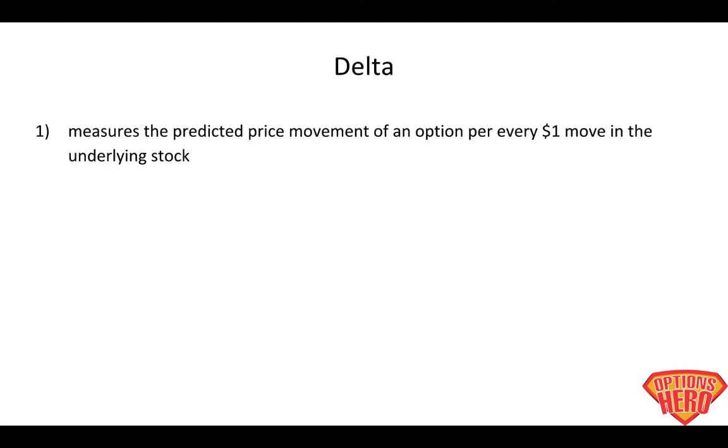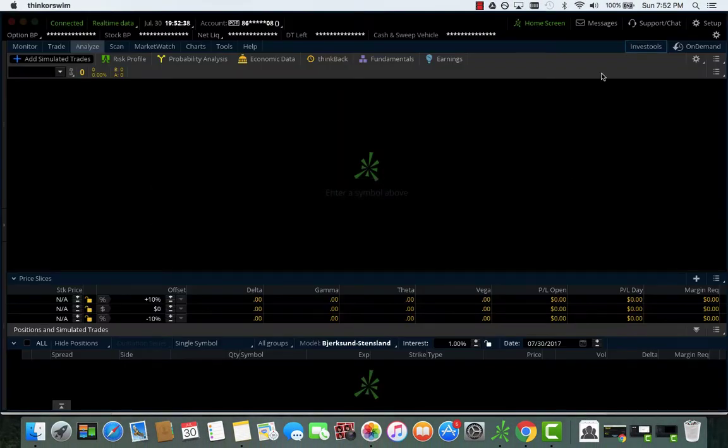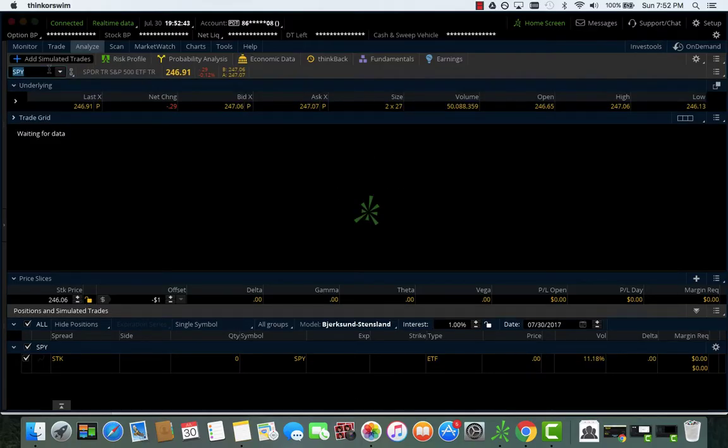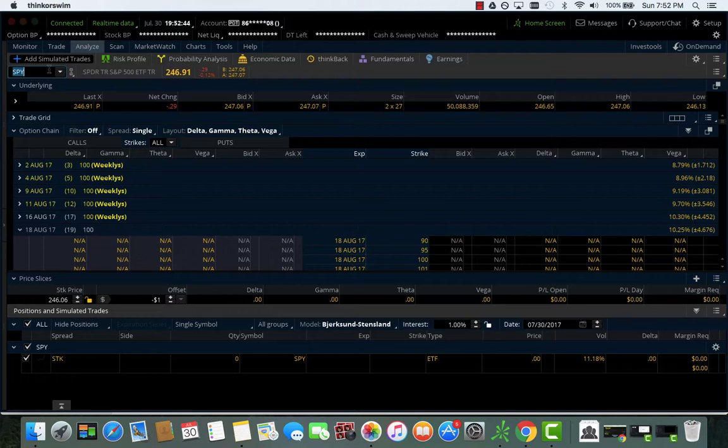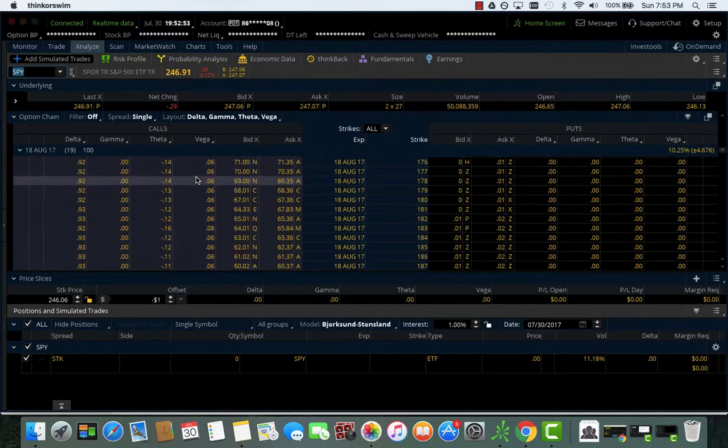So delta does a few things. The first thing delta does is it measures the price movement of an option per every $1 move in the underlying stock, right? So depending on the delta, if the stock moves up or down $1, we have an expected outcome for the profit or loss from that option. So let's go over to the trading platform to see this. We're going to do this in SPY, and obviously we're going to do it in SPY because we just went over the lesson about liquidity being the most important thing ever. SPY is the most liquid product in the world. So we're going to check it out here.